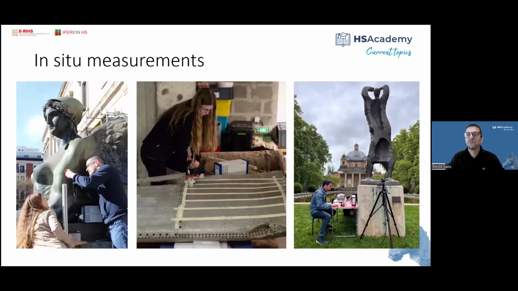And you can see here some real examples of these measurements, field measurements. On the left, we're measuring a bronze statue in the National Archaeological Museum in Madrid. In the center, it is my colleague Blanca Ramirez. This is part of one of the MOLABs that we carried out under E-RIHS. And on the right, you can see a photograph from this very morning of myself measuring some sculptures of Jorge Oteiza here in the city of Pamplona.